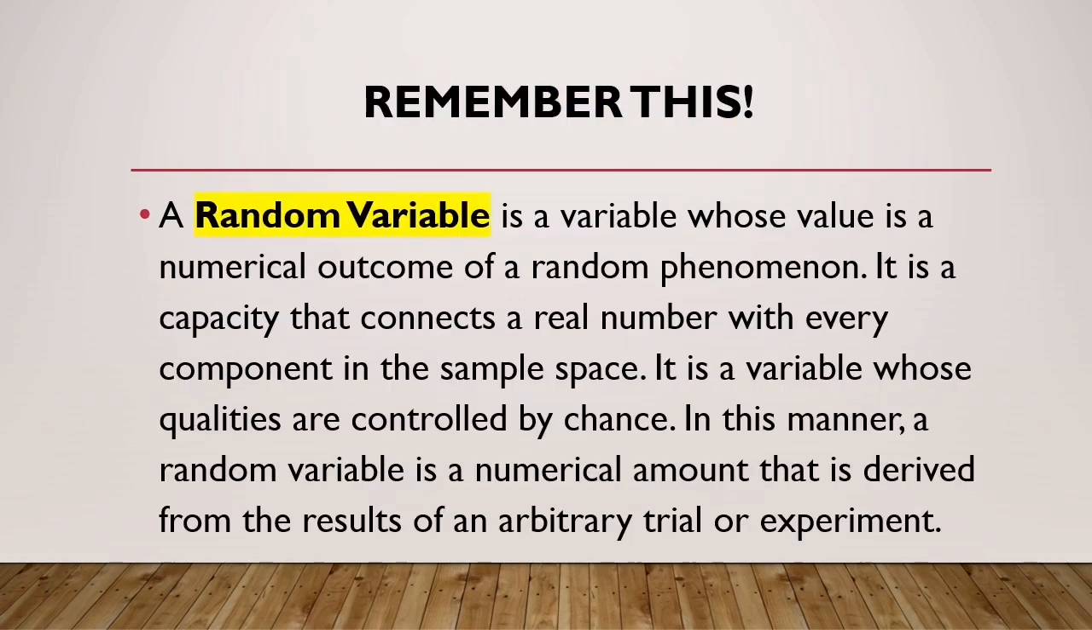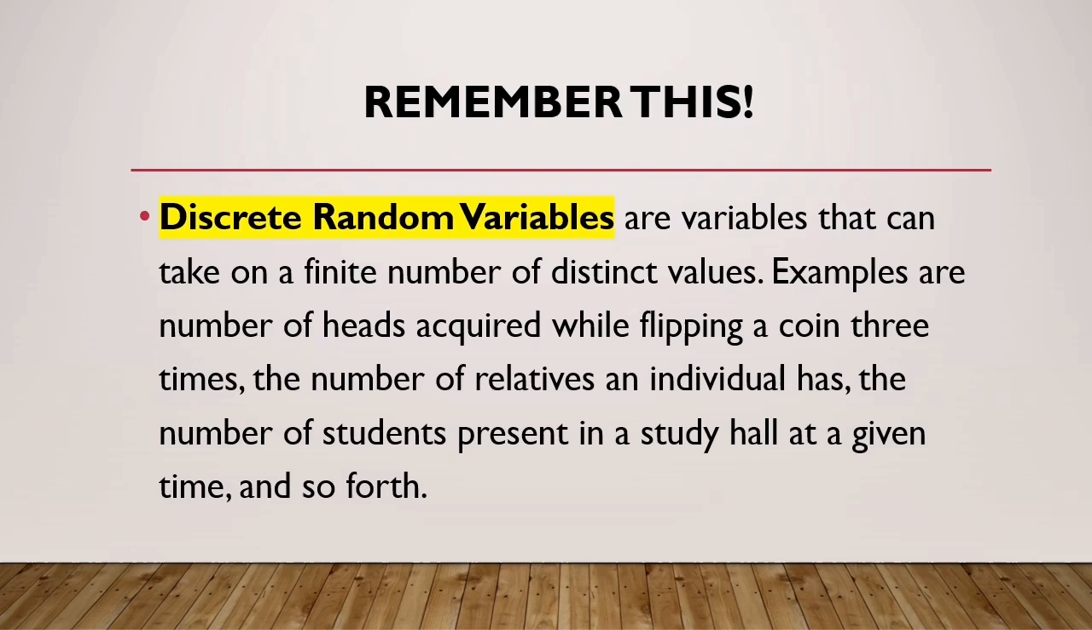So remember this. A random variable is a variable whose value is a numerical outcome, so numerical, expressed in numbers, of a random phenomenon. It is a capacity that connects a real number with every component in the sample space. It is a variable whose qualities are controlled by chance. In this manner, a random variable is a numerical amount that is derived from the results of an arbitrary trial or experiment.